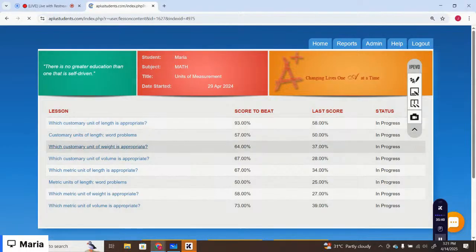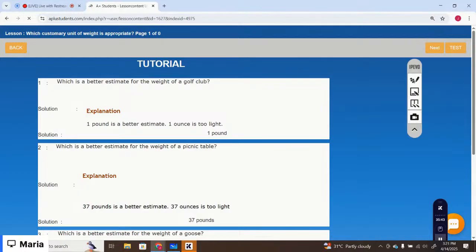Which customary unit of weight is appropriate? Let's just start with the lesson. Which is a better estimate for the weight of a golf club? 1 pound is a better estimate. 1 ounce is too light.